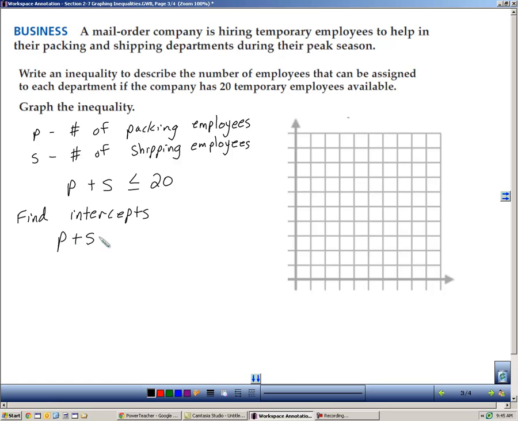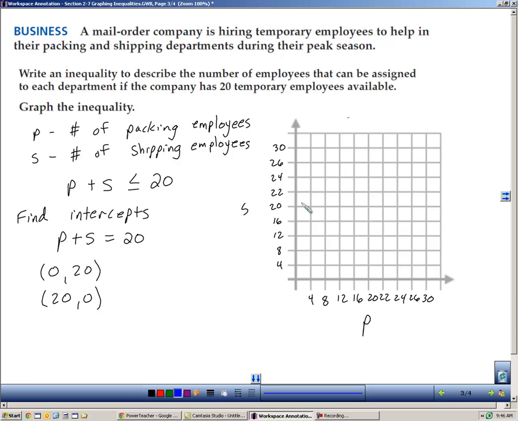So I'm going to make a temporary boundary equation. And if I plug in a 0 for P, I'm going to get a 20 for S. And if I plug in a 20 for P, I'm going to get a 0 for S. So those are going to be some points that I'm going to do. And now I have to put those on the graph. I'm going to put packing employees on the bottom. I'm going to put shipping employees on the side. And I'm just going to go by 4 here. And my ordered pairs then are 0, 20 and 20, 0.